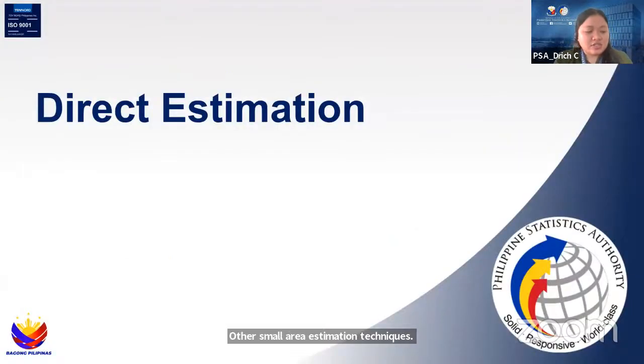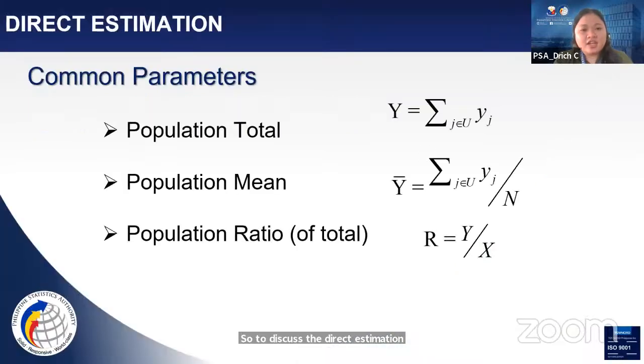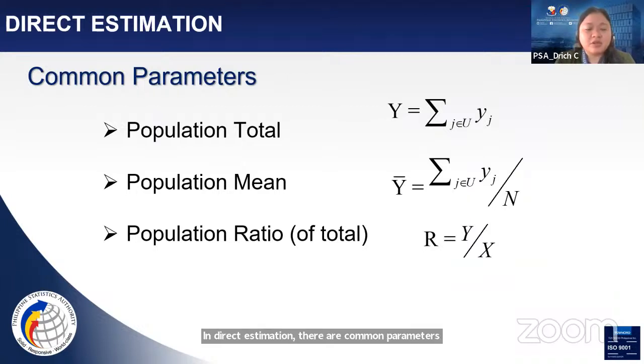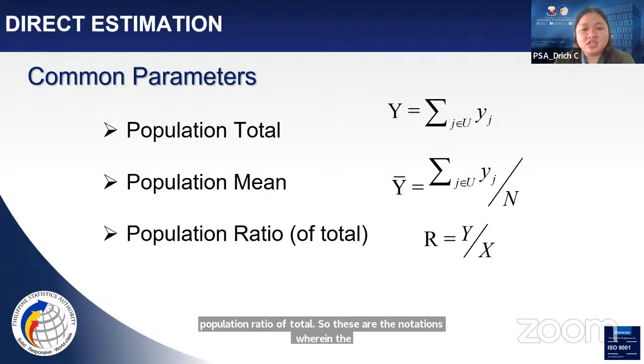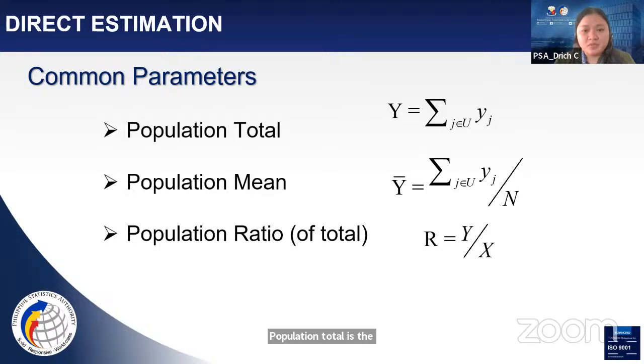So to discuss direct estimation and indirect estimation, there are common parameters such as population total, population mean, and population ratio of totals. These are the notations wherein the population total is the summation of all the observations, while the population mean is the summation of all the observations over the total population, and then the population ratio is the total of your variable of interest over the total of the x of your interest topic.